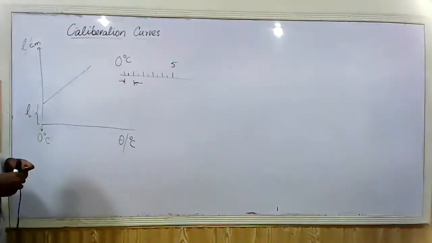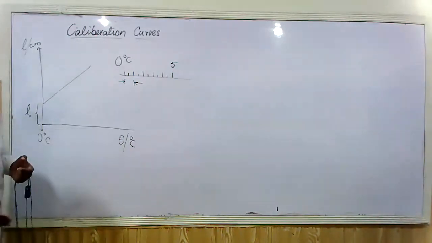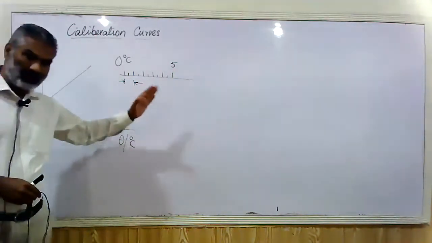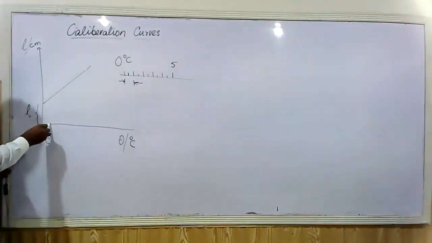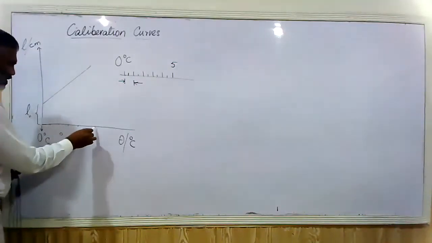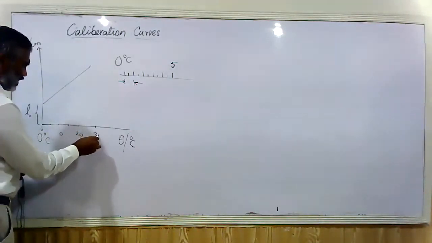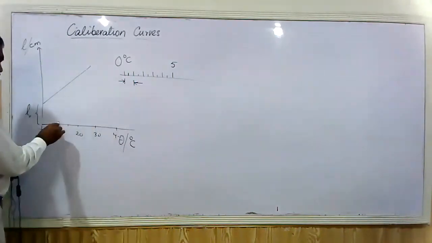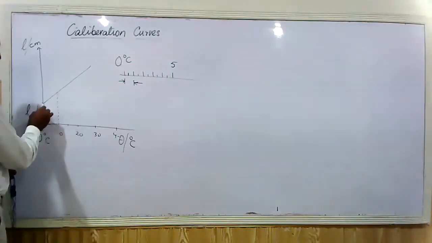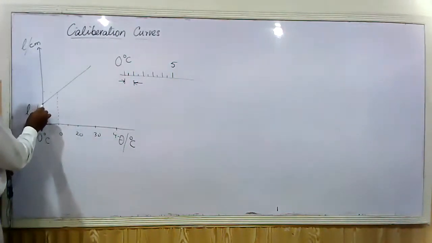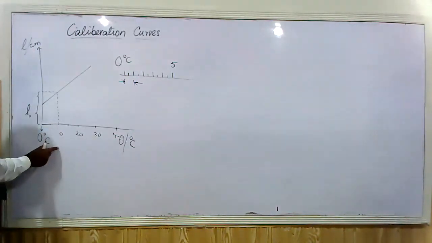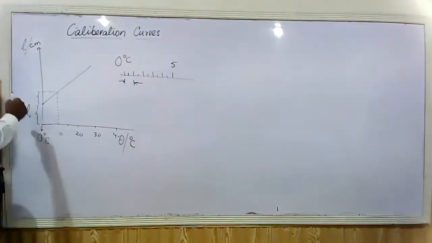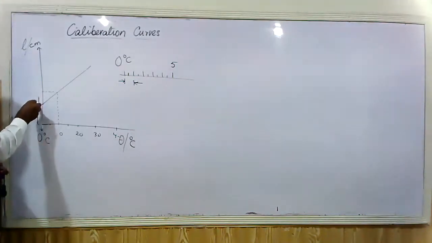But we are interested in the subsequent changes in the length of the mercury column, how it expands with the increase in temperature. So we make this increase. This is 20, this is 30, this is 40, and so on. And this is the subsequent change from this L0 upward. So this is the change that corresponds to the change in temperature. 10 degrees Celsius temperature has caused an increase in length by this amount.